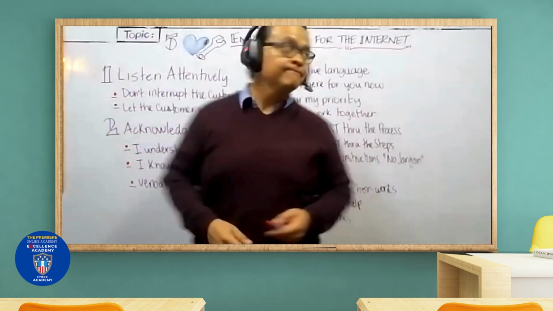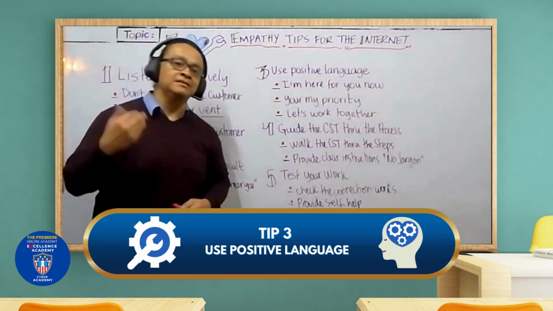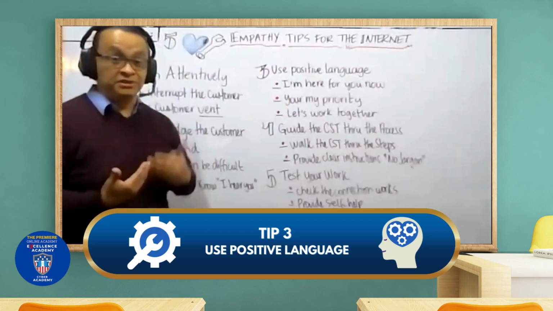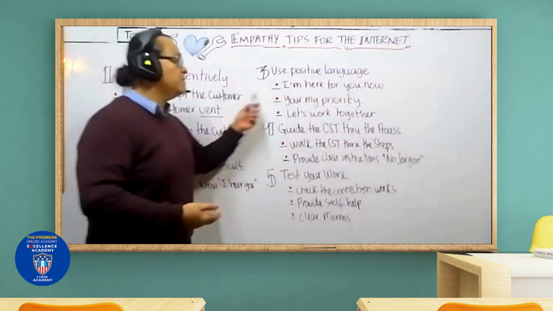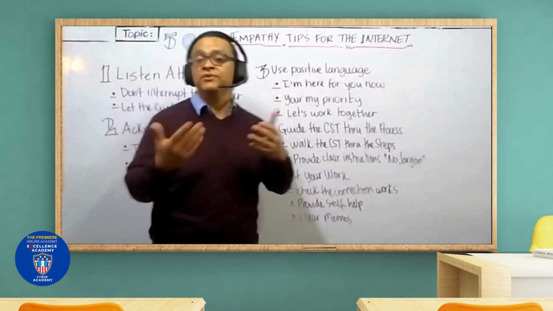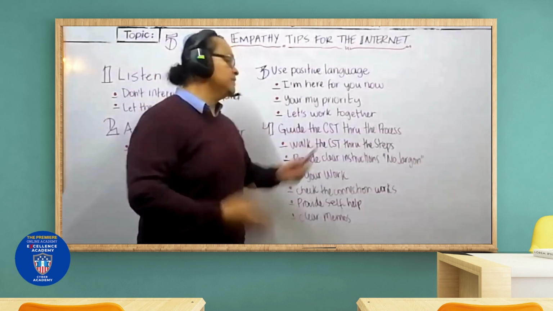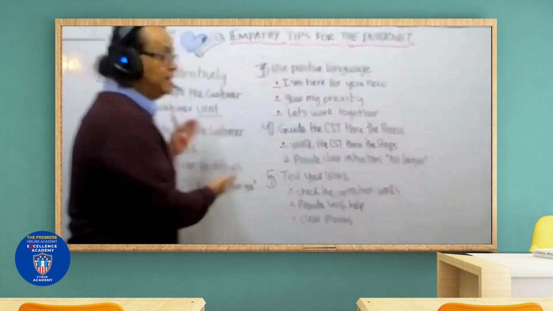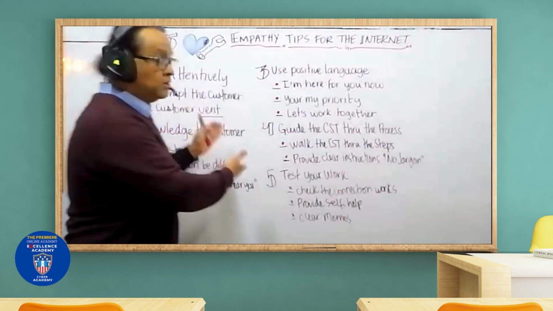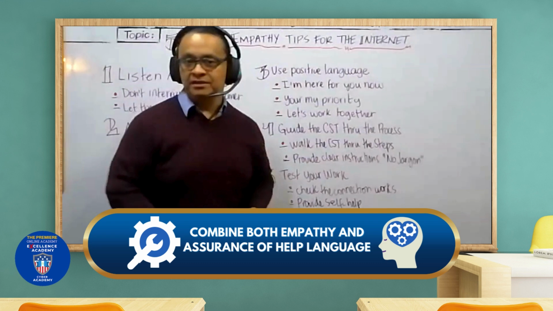Number 3, use positive language. During the whole troubleshooting process, it's very important for you to use positive language and to reinforce that language during the whole interaction. How do you do that? By using phrases like, I'm here for you now, or you're my priority, or let's work together and troubleshoot this device. So along with your acknowledgement, your empathy statements, also provide positive language, assuring language, or assurance of help language.